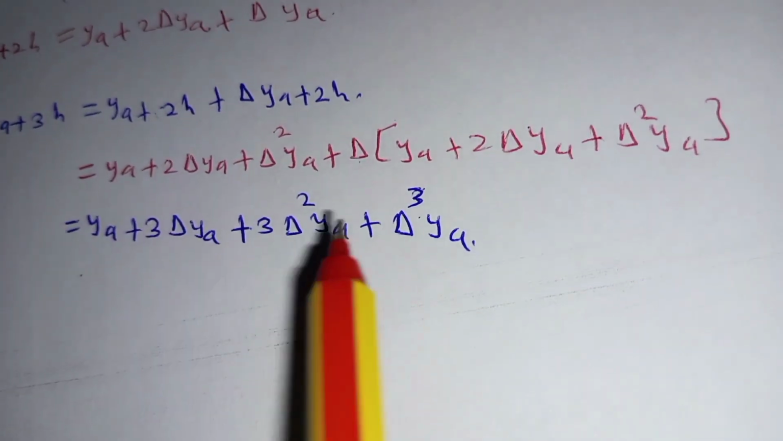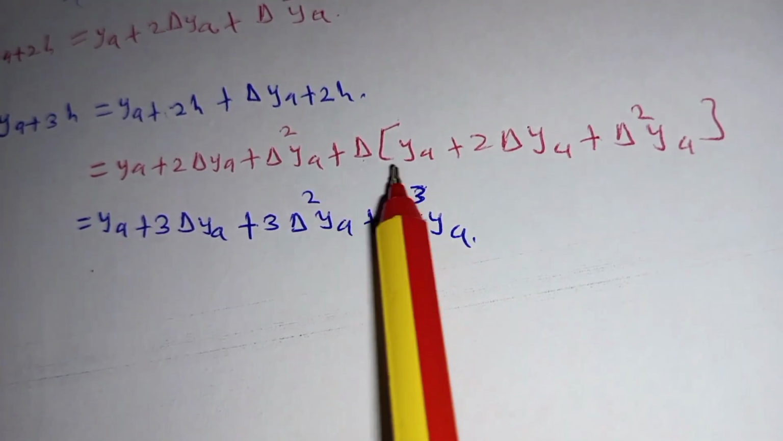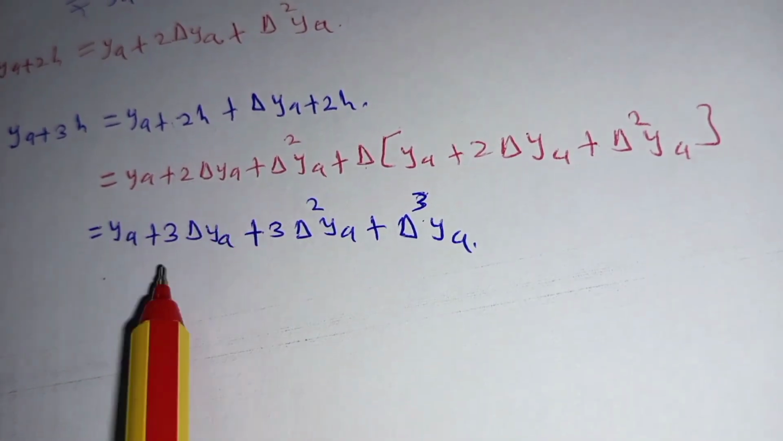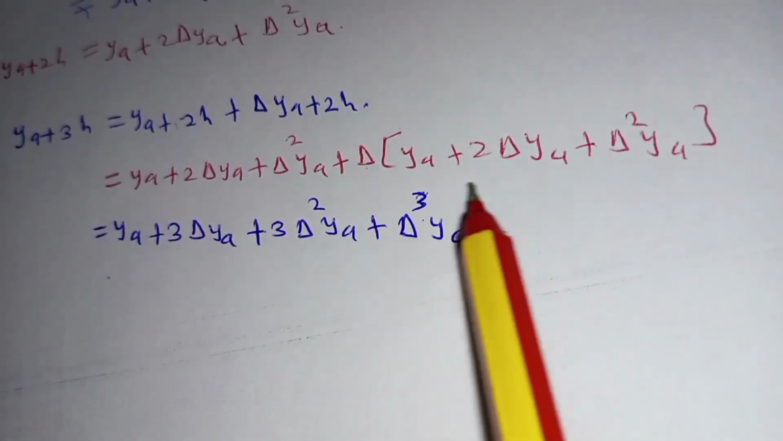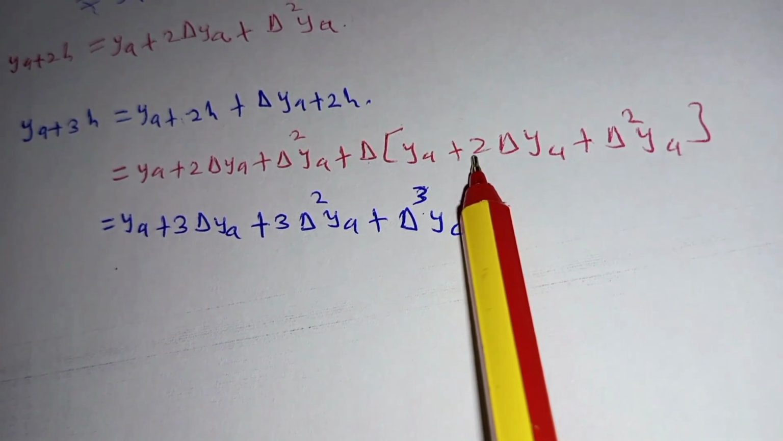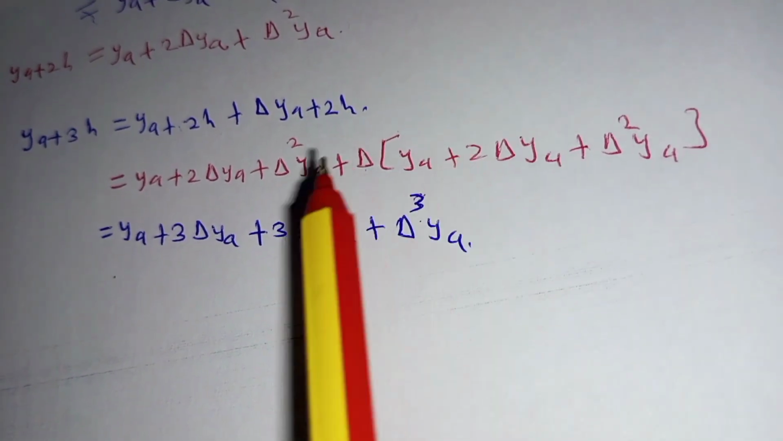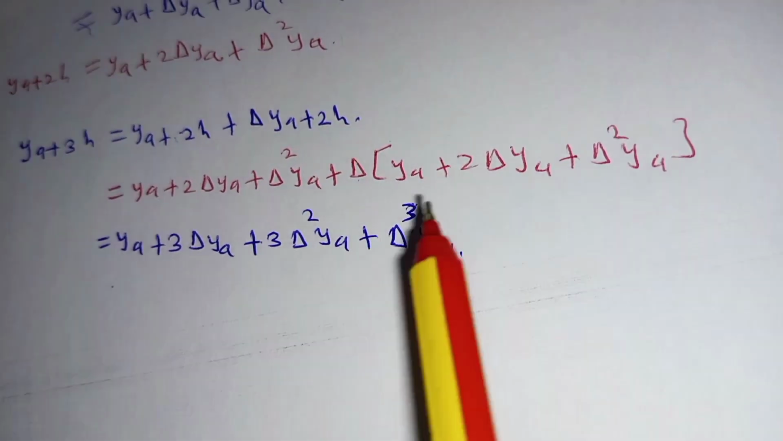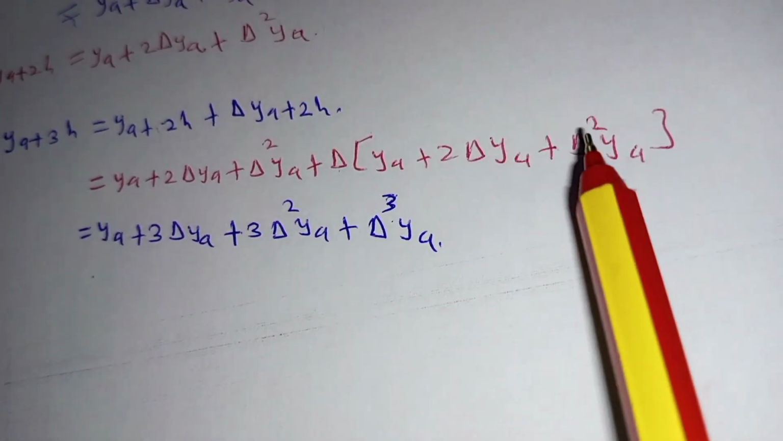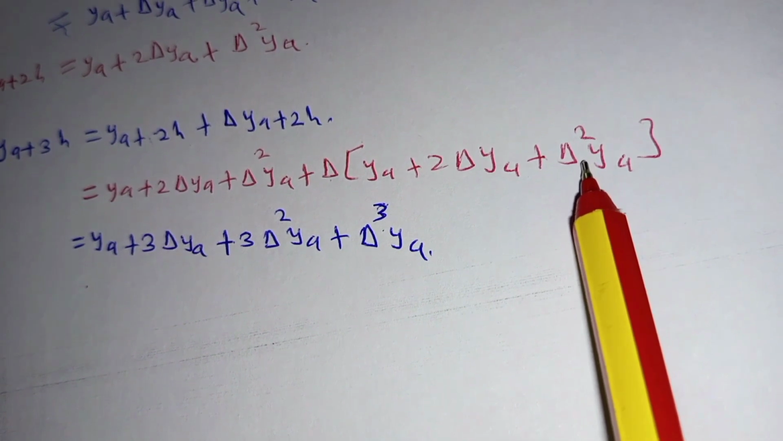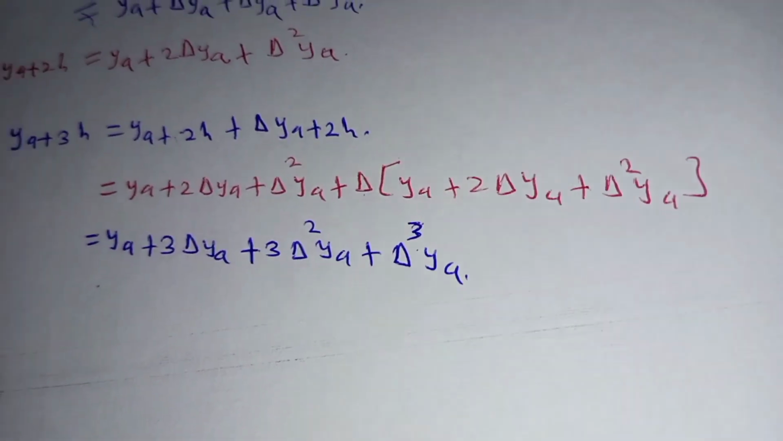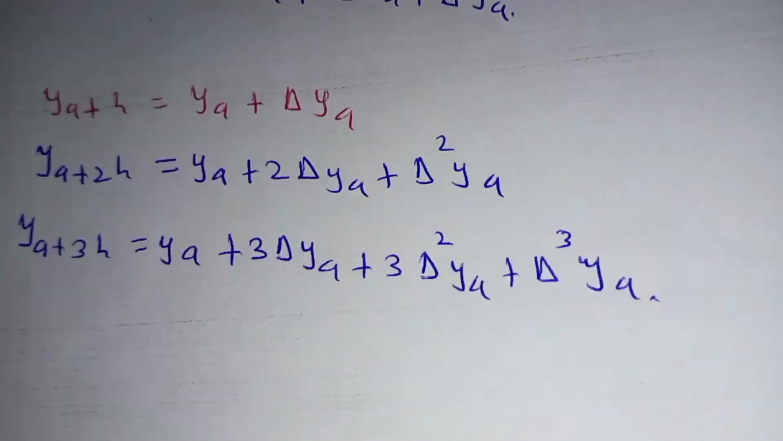So after removing this bracket, the first difference of y of a terms become 3. Then for the second difference of y of a, they are 2 here and 1 here, so that is why they are 3. Finally, the forward difference operator with this other one becomes power 3. So from this now, we can generalize.